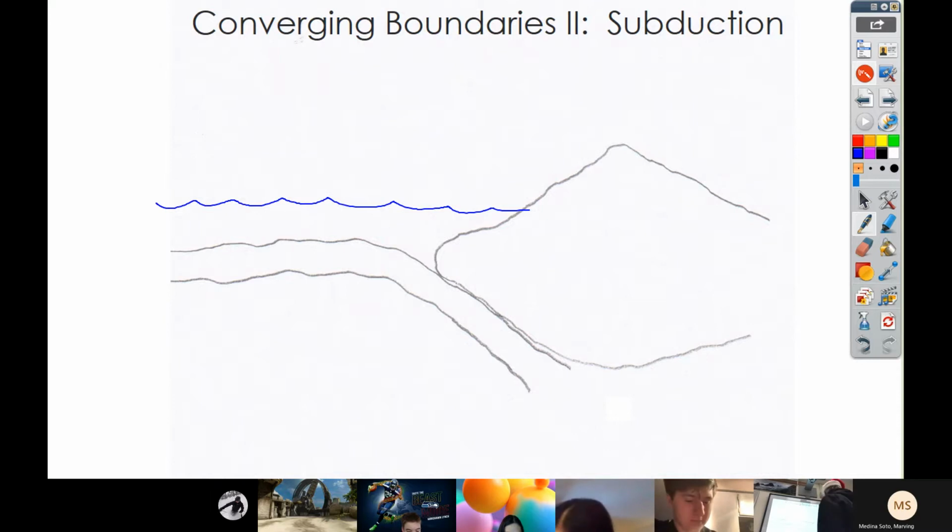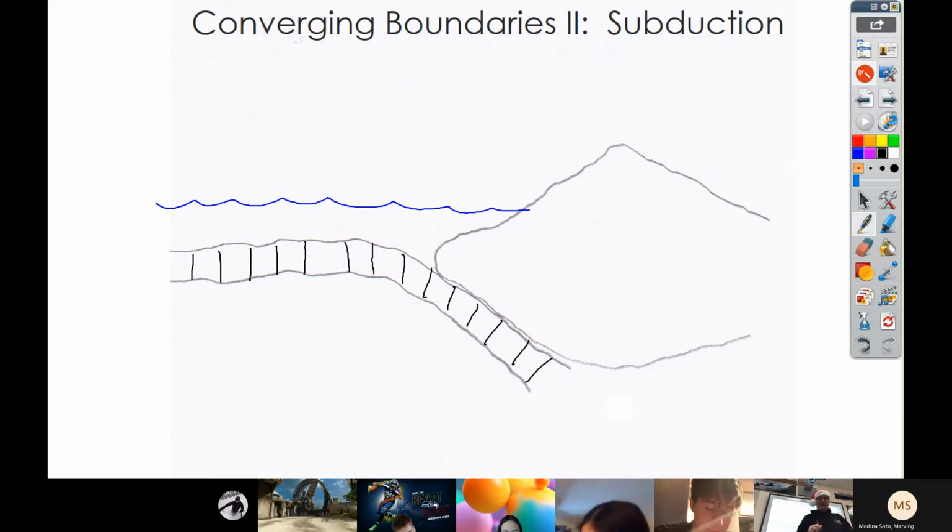So I want to remind you that the ocean floor is made of a rock that we call basalt. And the basalt we symbolize with these stripes. Meanwhile, the continent is made of granite, which we're going to show with these angled lines, kind of like a letter X, except they don't cross.